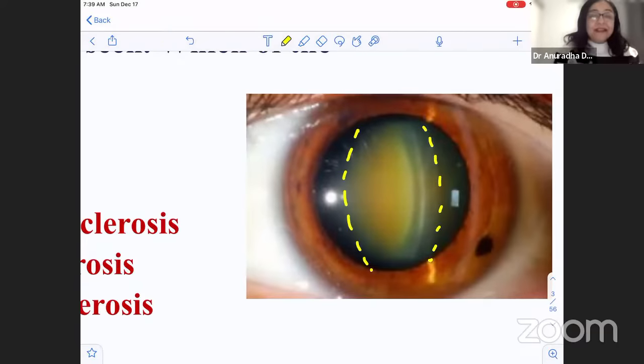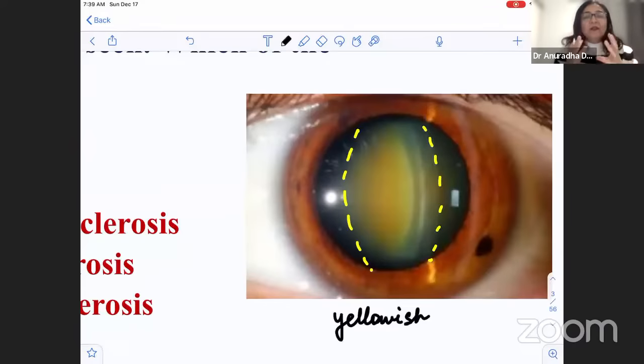Now, is this lens clear, beta? Normally, the lens should be clear. No, this lens is not clear. This lens is appearing yellowish. Why is it appearing yellowish? Because of the cataract. And what type of cataract is there in which the lens becomes yellowish brown? Nuclear sclerosis. Because there have been protein changes in the nucleus. The nucleus has undergone nuclear sclerosis, becoming yellowish brown.